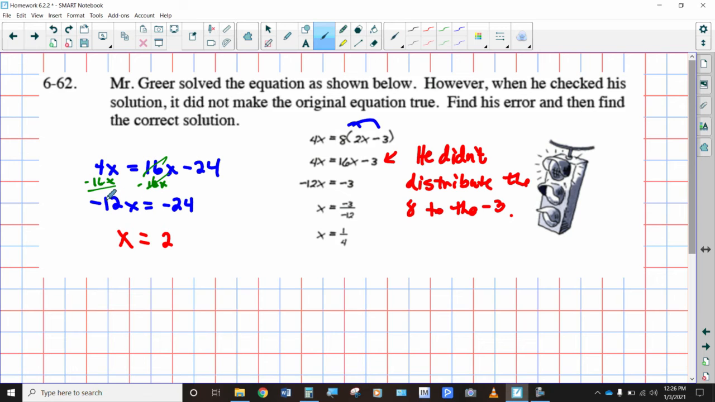So what do you multiply times negative 12 to give you negative 24? You multiply times 2. So that should be the solution. X is 2, not 1/4. So let's double check that here. 4 times 2 is 8. That's supposed to be equal to 8 times, 2 times 2 is 4, 4 minus 3, and 4 minus 3 is 1. So 8 times 1 is equal to 8.